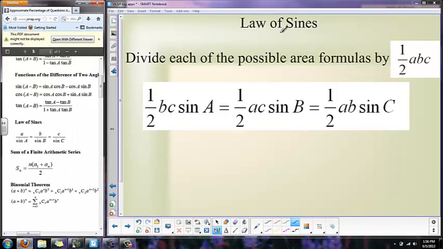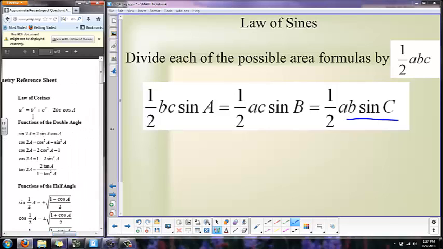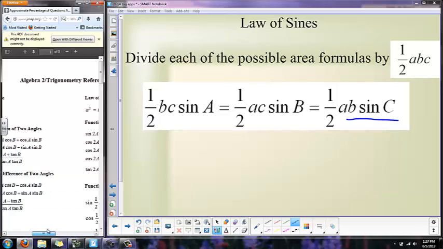Okay, law of sines. Divide each of the possible area formulas by 1/2 ABC. So if you look right here, these are all the same exact thing as the area of a triangle formula. See, 1/2 AB sine C. That one's right here. And it's exactly the same thing that we dealt with when we were talking about law of cosines. Remember how I wrote out all three of those different formulas, and I said that you can interchange which sides and which angles you use as long as that A stays the same as that A? Well, it's pretty much the same concept.